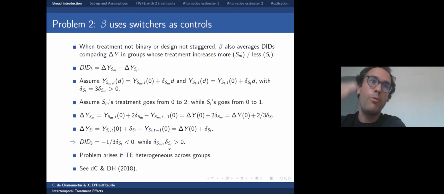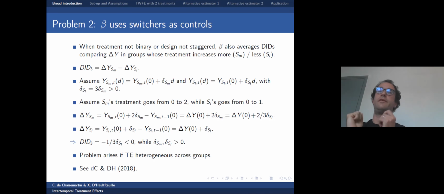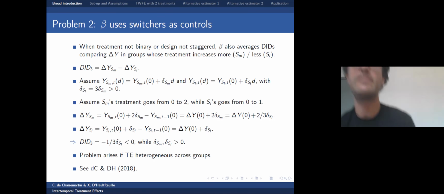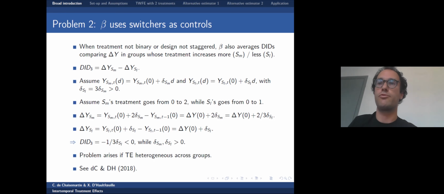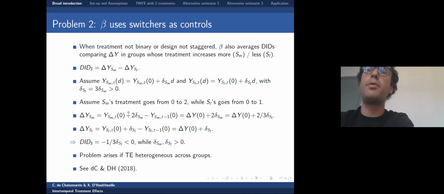Okay, so the former problem arose because of heterogeneity over time. Now the problem with this second type of forbidden comparisons arises because of treatment effect heterogeneity across groups. And here, the points I'm summarizing here have been made in our paper with Xavier about fuzzy differences in differences in the Review of Economic Studies.